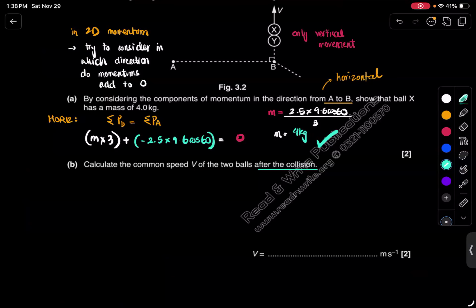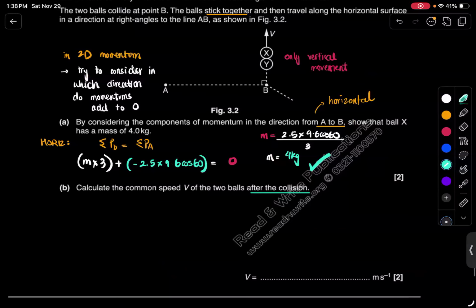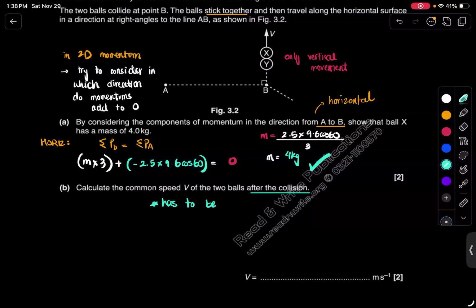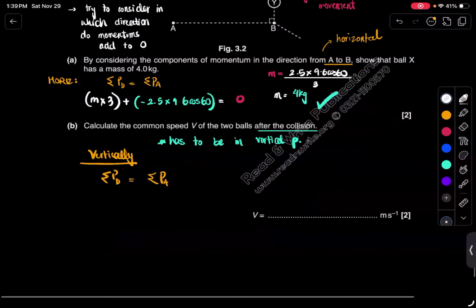Okay. Now, calculate the common speed v of the two balls after the collision. How do I calculate the common speed v? This has to be in the vertical momentum equation. Why? Because horizontally there is no velocity. It's not moving horizontally. So you have to consider the vertical momentum. Vertically, we know that the sum of momentum before collision should equal the sum of momentum after collision, right?